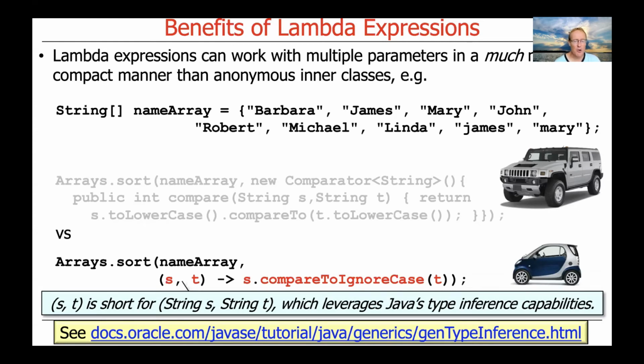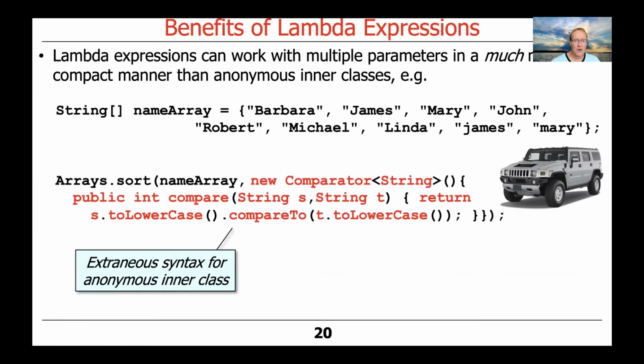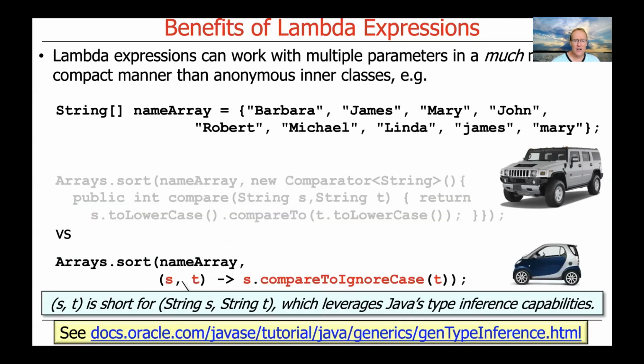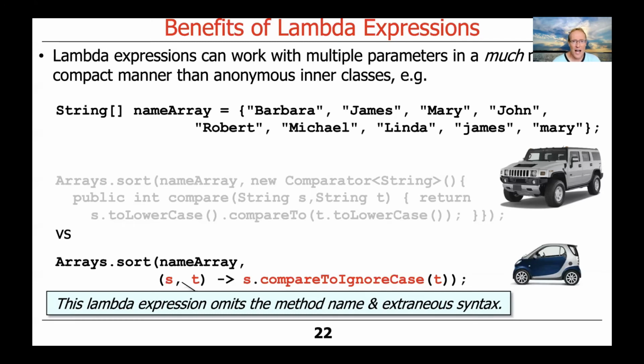I think you'll agree with me, this is a lot more concise than the earlier approach that we see up here, where you have a lot more to do. Reading this code, it's like, what the heck is going on? Reading this code, once you know how to read Lambda expression syntax, it's like, oh yeah, we're comparing s and t, ignoring case. So what's happening here is we're omitting the name of the method, we're omitting all the extraneous syntax, and we're just getting down to the heart of the computation.